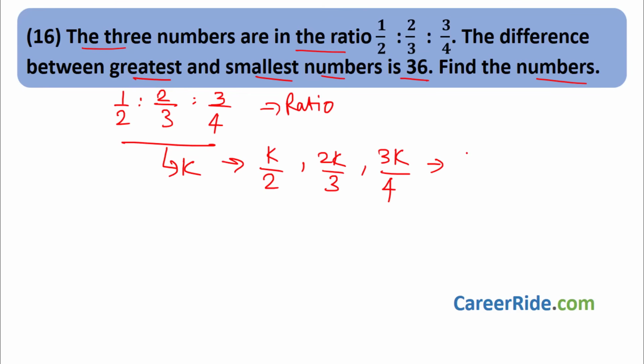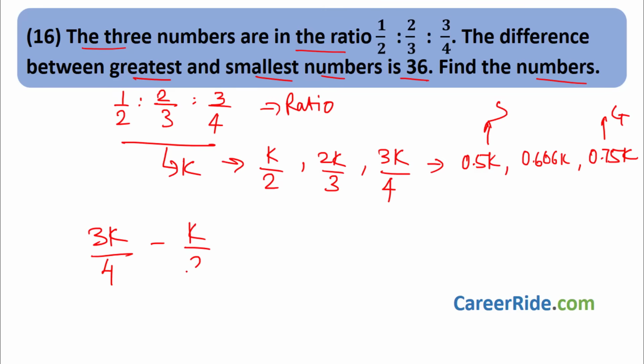k by 2 is nothing but 1 by 2, that is 0.5k. Second one is 2 by 3, that is nothing but 0.666k. And third one is 3 by 4k, that is nothing but 0.75k. So this is the greatest, this is the smallest. Difference between greatest and smallest they have given. So 3k upon 4 minus k upon 2 is equal to 36, right? Multiply by 4 throughout. What you will get over here? You will have 3k minus 4k divided by 2, that is 2k, would be equal to 36 into 4, right?